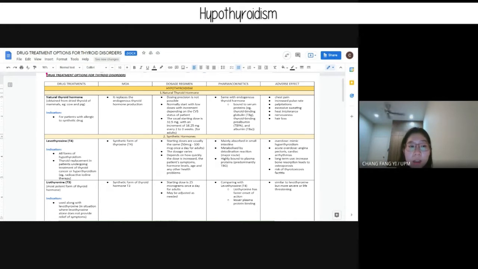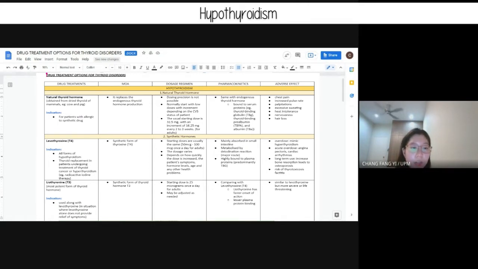And if you are taking excessive levothyroxine, too much of it, you will be at risk of thyrotoxicosis factitia, which can also lead to thyroid storm, and it is a clinical emergency. So the next type of synthetic hormone is liothyronine. It is the most potent form of thyroid hormone out of all the drugs that I have talked about.